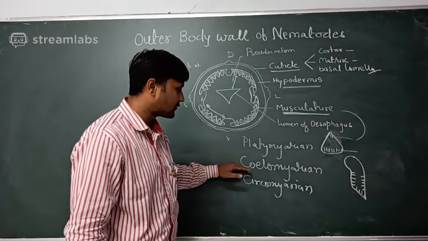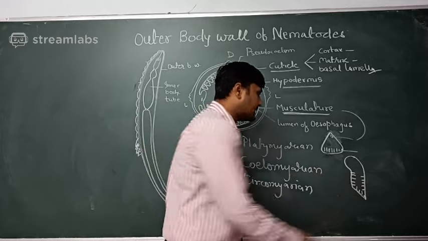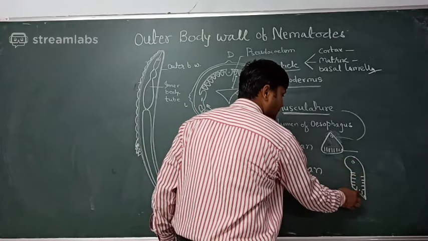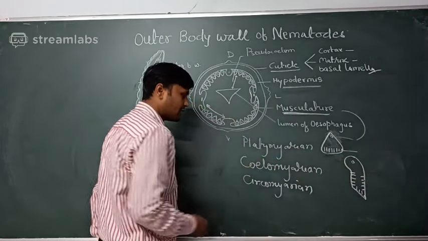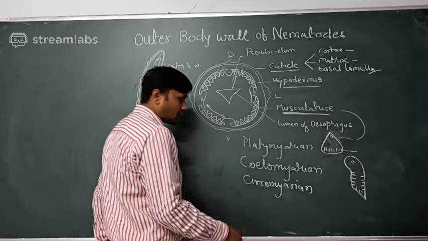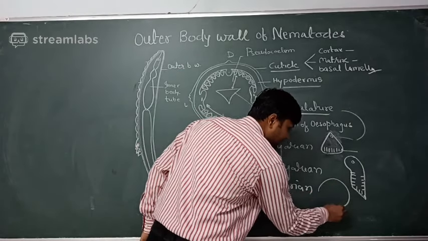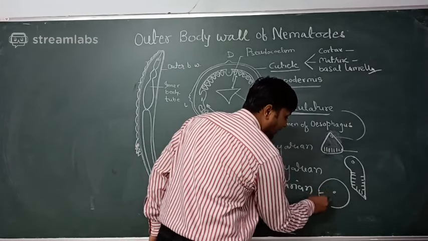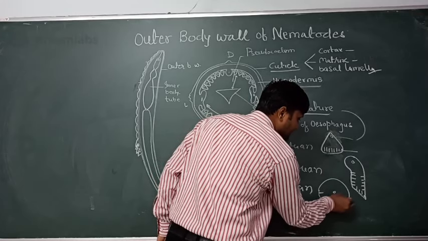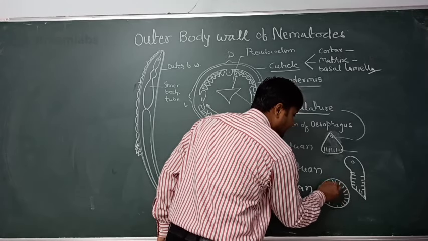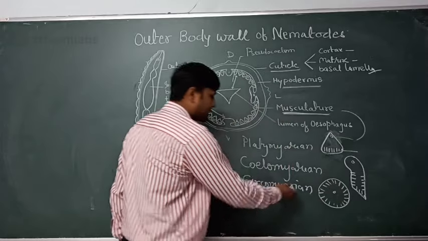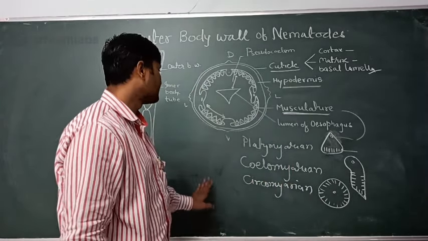Thereafter, the second one is the coelomyarian condition. Muscle cells are present on three sides, 1, 2 and 3 sides; that is called the coelomyarian condition. In the circomyarian condition, the muscle fibers are arranged on all sides and the muscle cell is circular in shape, that's why it is called the circomyarian situation.